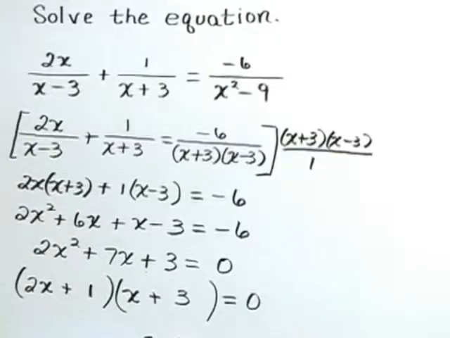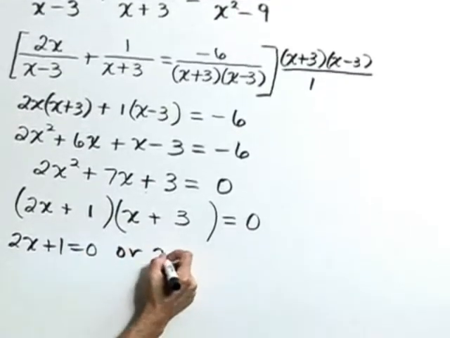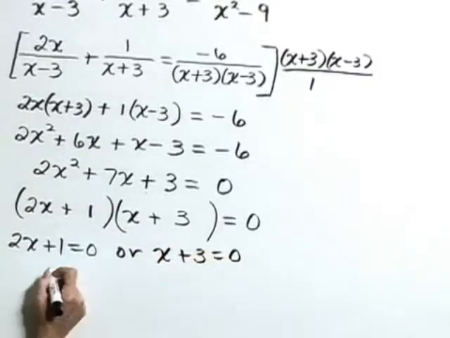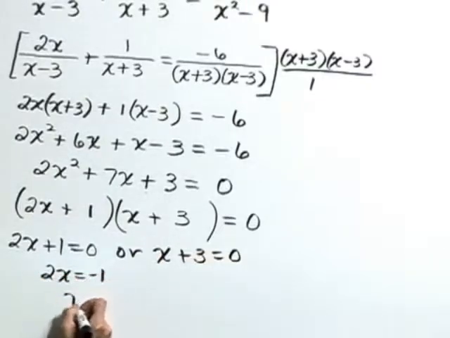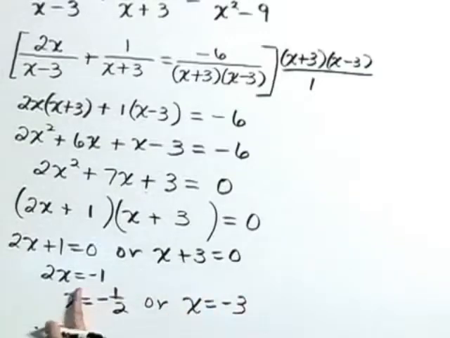Now for our zero factor property, if the product of two things gives 0, then either one or the other, or both, is 0. So either 2x plus 1 is 0, or x plus 3 is equal to 0. Now solving each linear piece, 2x is negative 1, or x is equal to a negative 1/2, or x is equal to negative 3. Now, one thing we have to be careful of is making sure that our proposed solutions do not cause a 0 in any denominator of the original equation.